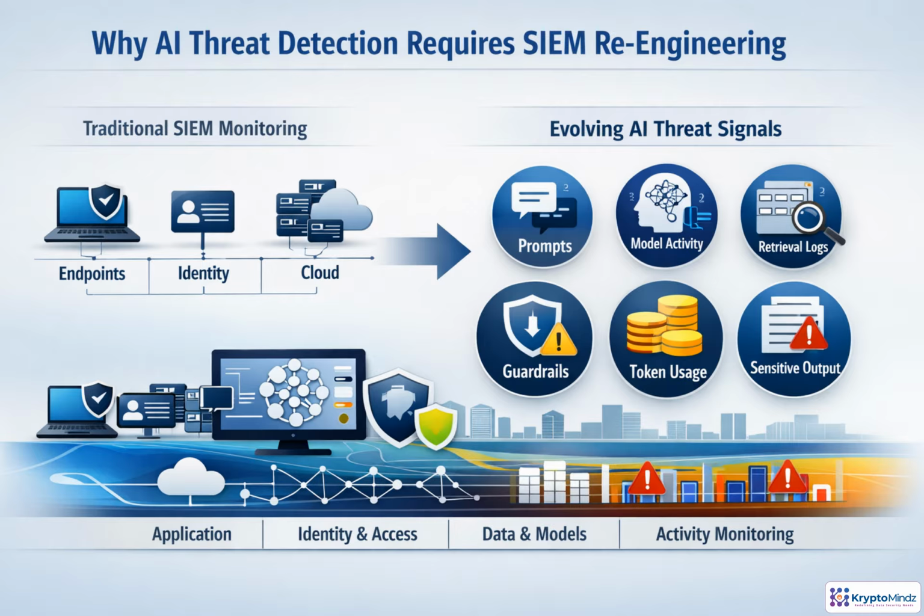Traditional SIEM content was built around infrastructure evidence, endpoint alerts, identity events, network flows, and cloud logs. AI systems expand that detection surface. The signal may be a suspicious prompt, a retrieval spike, abnormal token use, a failed guardrail, or a sensitive answer leaving the model. Re-engineering means correlating classic security telemetry with AI-native behavior across application, identity, data, and model layers so teams can catch abuse that infrastructure monitoring alone may miss.